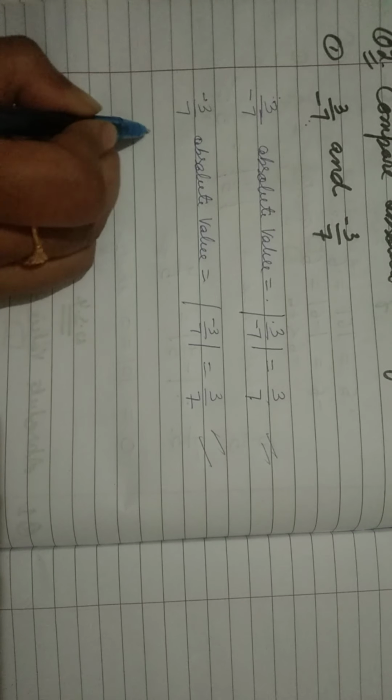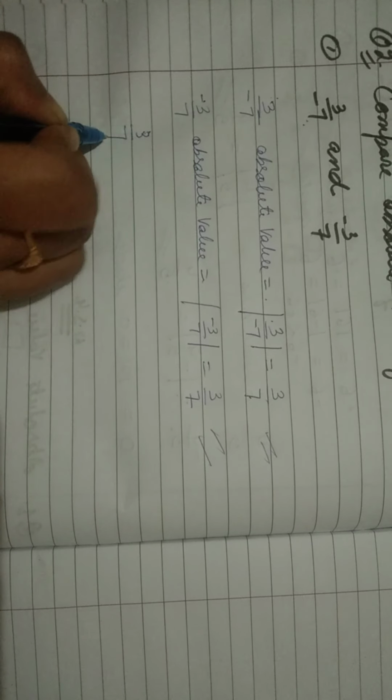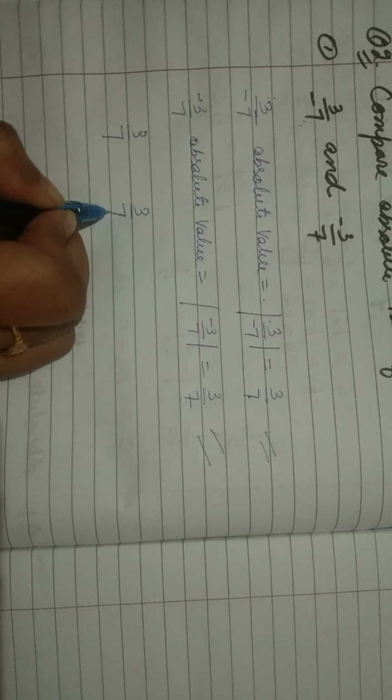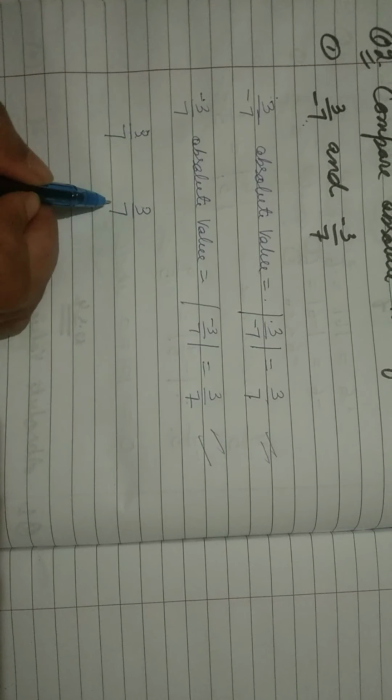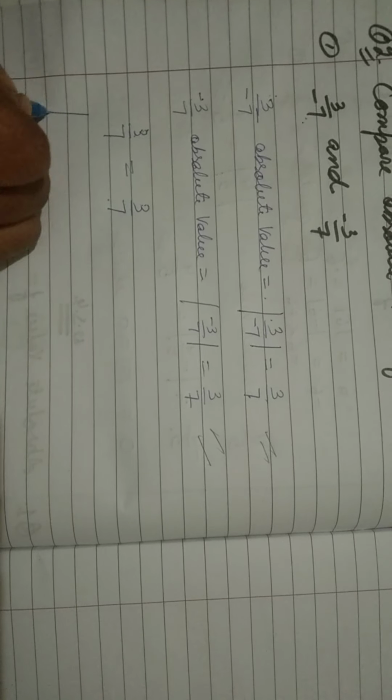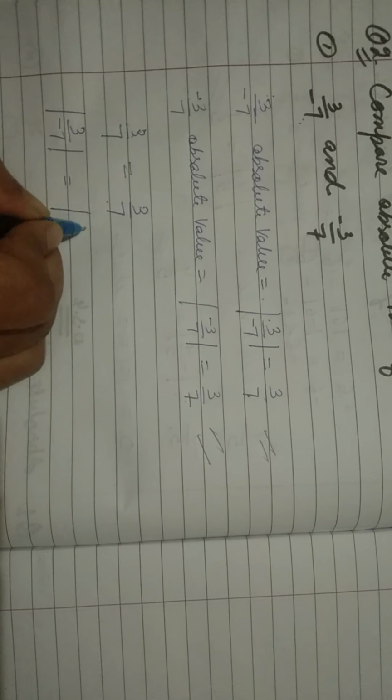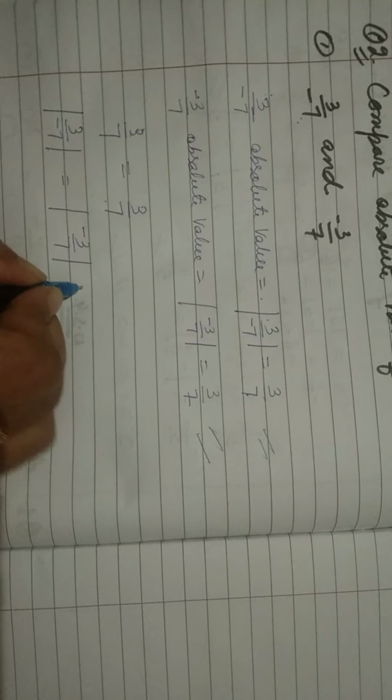We have found the absolute values. Now we have to compare. Now 3 upon 7 and 3 upon 7. So both the numbers are equal. That means the absolute value of 3 upon minus 7 is equal to the absolute value of minus 3 upon 7. So this is your answer. Both the values are equal. Clear? Very simple. Now second part, let us see it.